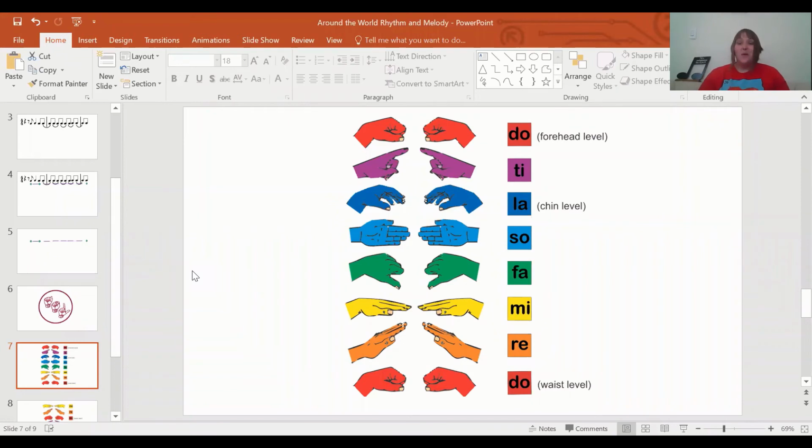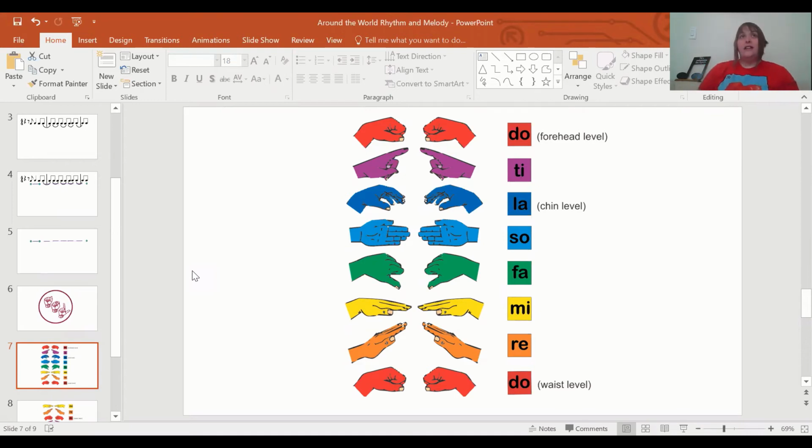All right, students, now we're going to warm up our singing voices. So go ahead and sit up tall because your body is an instrument and try it like this. Woo! Woo, woo, woo, woo! Good.